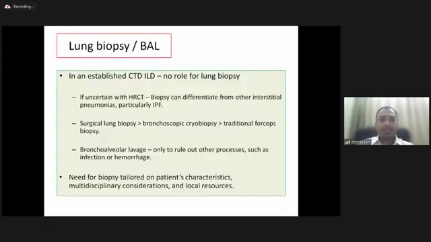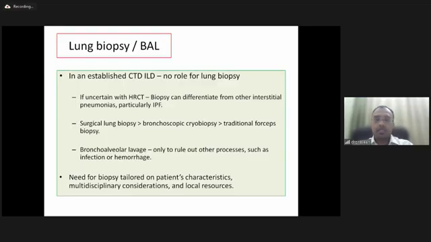The other thing is whether there is any need for a lung biopsy or a BAL. In an established connective tissue disease interstitial lung disease, there is no role whatsoever for a lung biopsy. So that's no doubt about it. What about the BAL? BAL is only to rule out other processes, like if a patient who is intubated wants to start on immunosuppression immediately, if their infectious markers are raised and if the patient's condition allows, then probably you can do a BAL to rule out an infection. Second is to rule out a DAH.